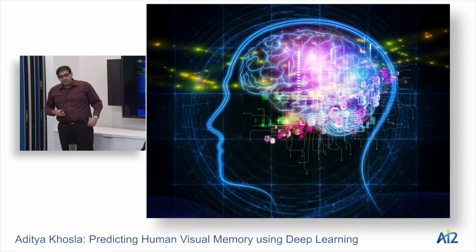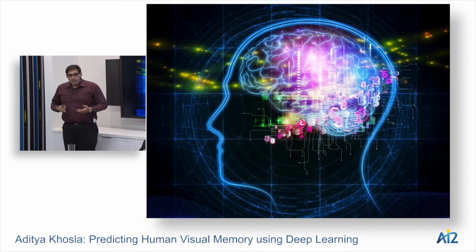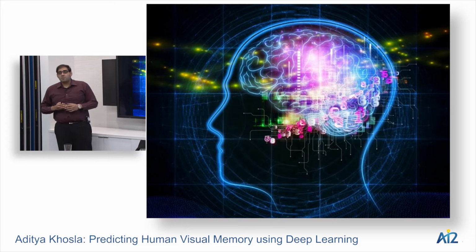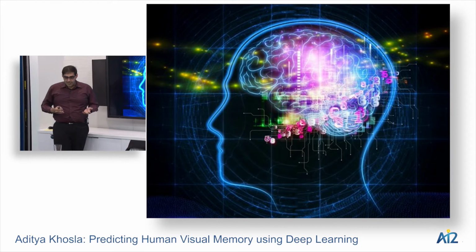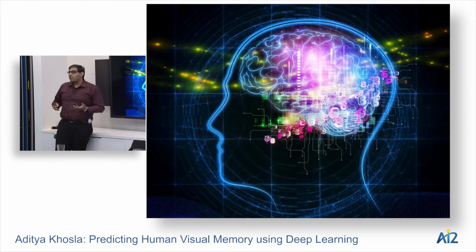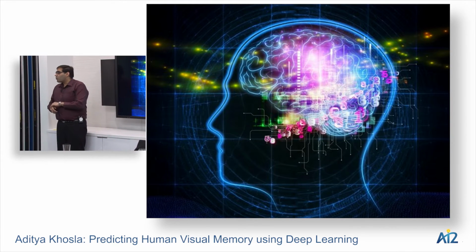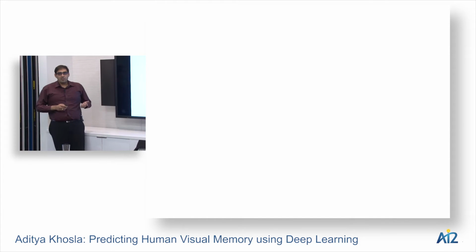Memory is at the very core of human intelligence. Without memory, we would not be able to recognize people, places, or things. Without memory, we would not even be able to develop language. So wouldn't it be great if it were possible to predict what kind of things people remember? Let's imagine for a moment that something like this were possible. What could we do with it?